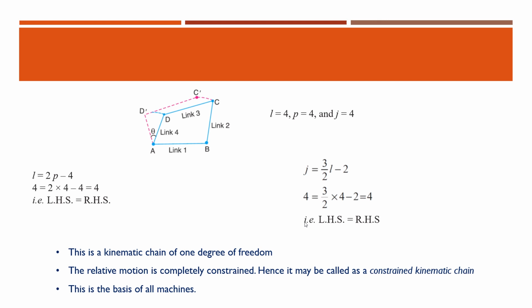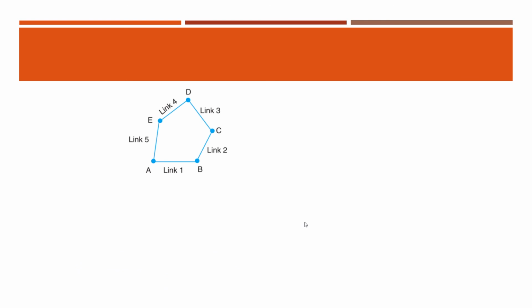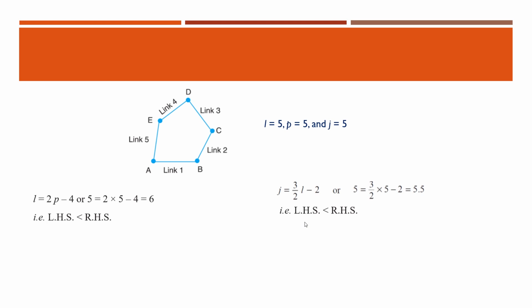Now, let us look into one more example. How many links? 5. How many joins? Again 5, A, B, C, D and E. How many pairs? That is also 5. 1 and 2, 2 and 3, 3 and 4, 4 and 5, 5 and 1. So, when we apply the equations, in one case LHS is greater than RHS and in the other RHS is greater than LHS. So, this doesn't constitute a kinematic chain.